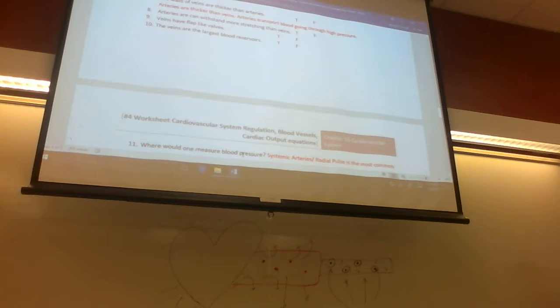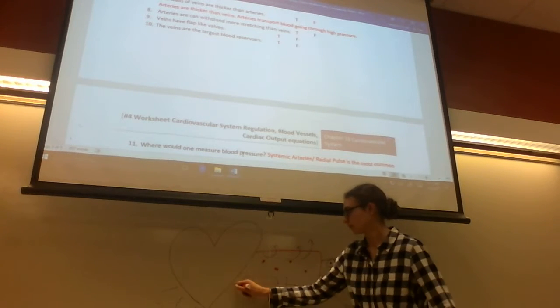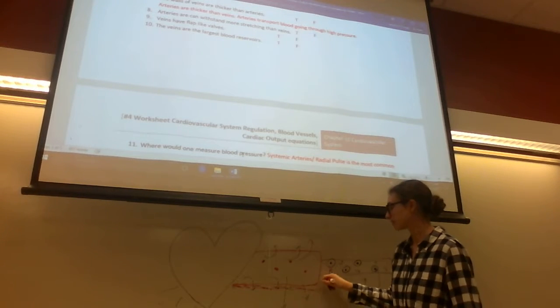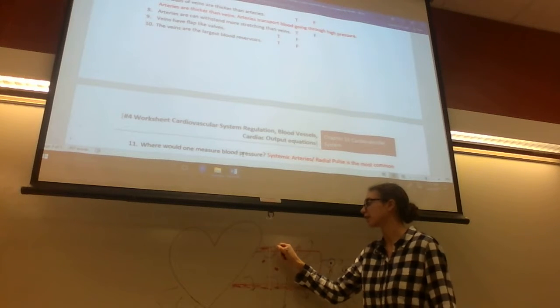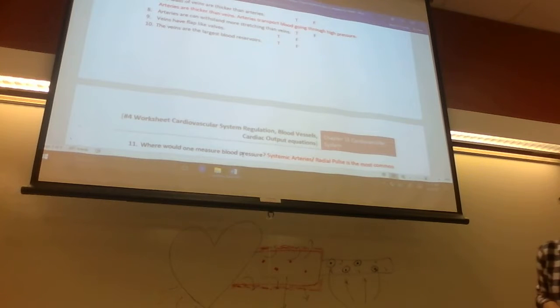The next question is going to contrast veins and arteries. The walls of the veins are thicker than arteries. This is false. Arteries are thicker than veins because arteries are close to the heart, and we need those to be thick. Would you rather have a thick balloon material near the heart or a thin one? Your arteries are more muscular and thicker than veins are.